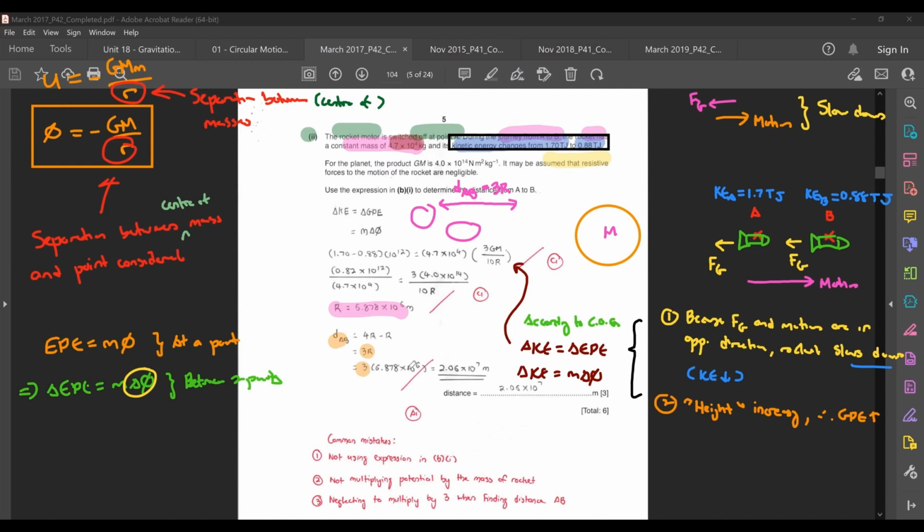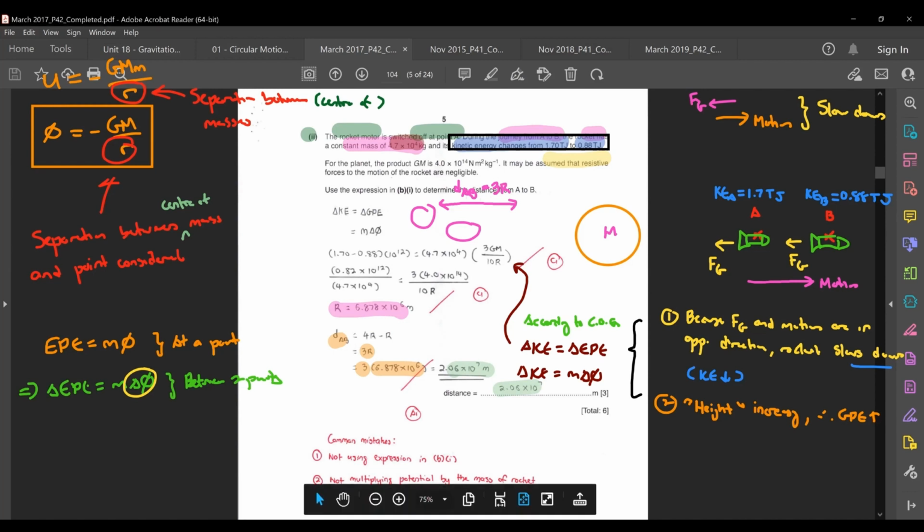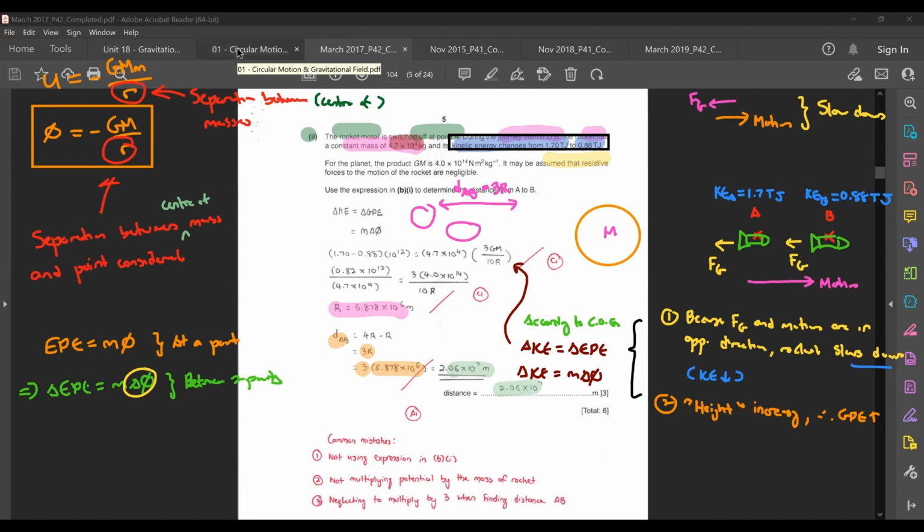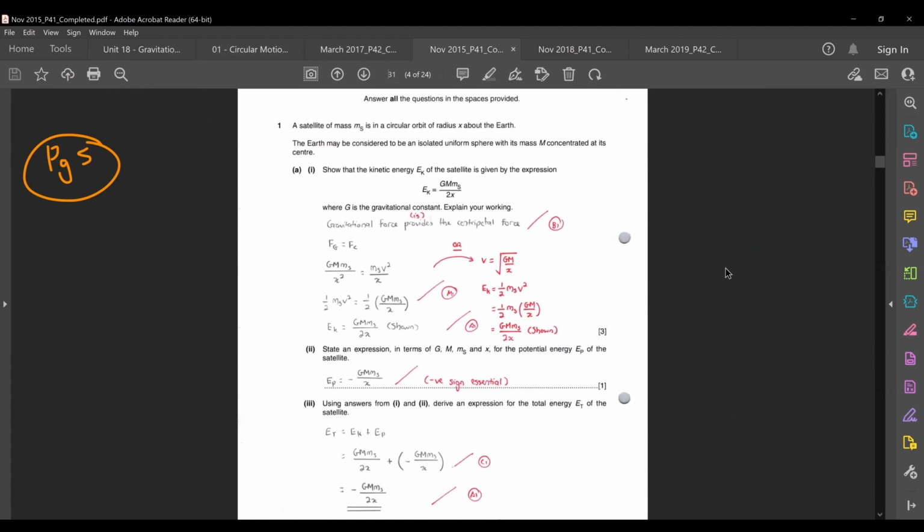So equate it to 3R, sub in the value of R, and you eventually will get your answer as 2.06 times 10 power 7 meter. Okay, so this is how you will do this particular question. So if you're okay with that, then I move on to the next question. This one should be under page 5. So let me just go on to page 5 of your worksheet.